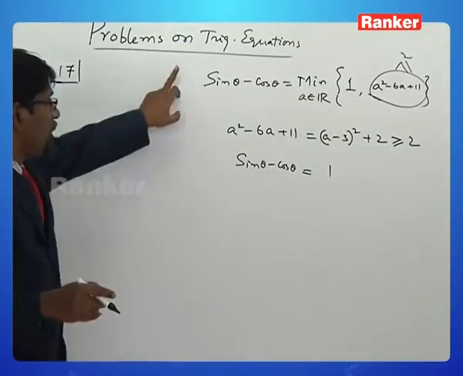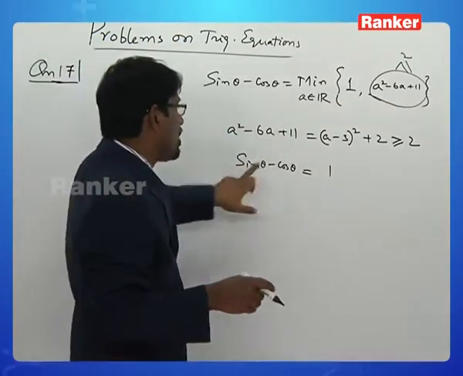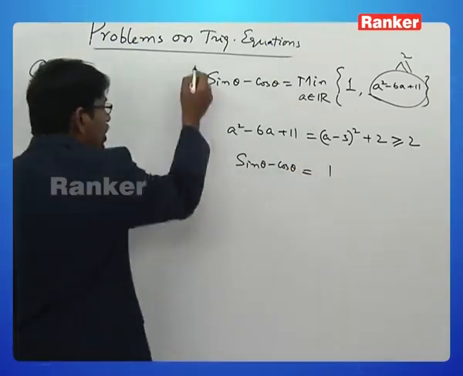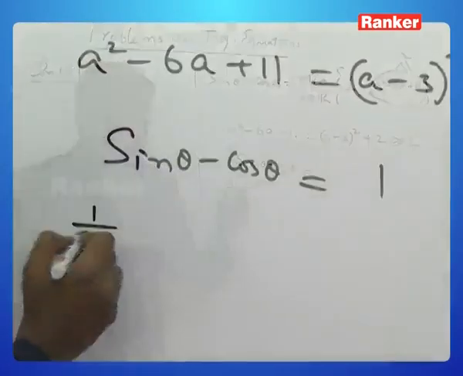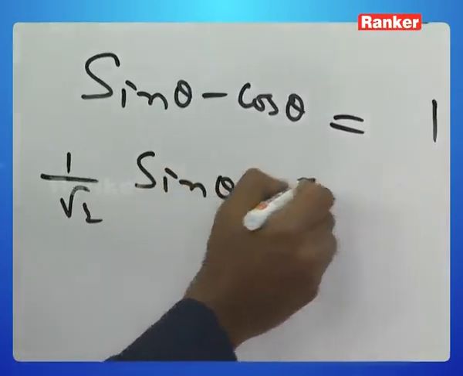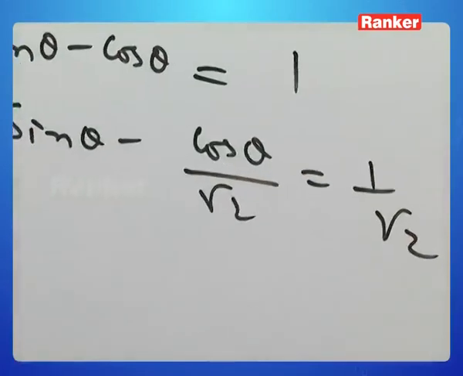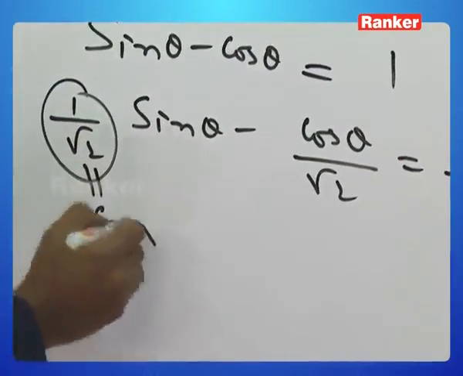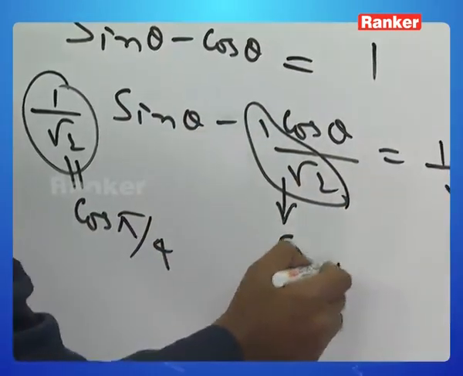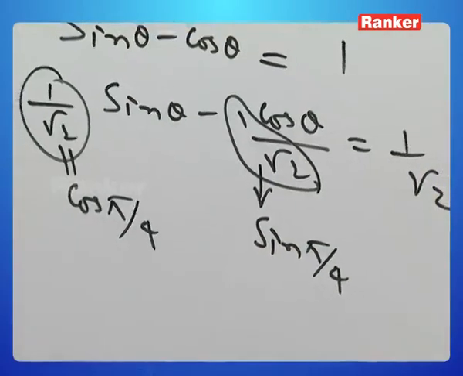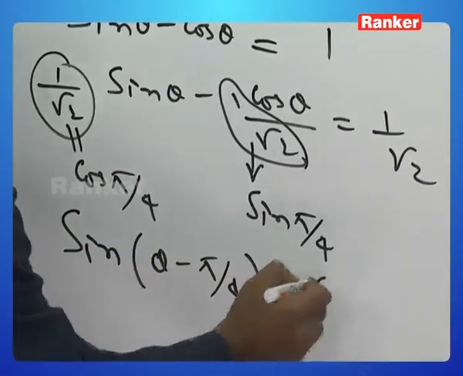Now the equation is turning out to be sin theta minus cos theta equal to 1. How do we solve it? I'll multiply by 1 by root 2 both sides. 1 by root 2 into sin theta minus cos theta by root 2 is equal to 1 by root 2. This is cos pi by 4, and we'll write this 1 by root 2 here as sin pi by 4. So it comes into the form of sin of theta minus pi by 4 is equal to sin pi by 4.